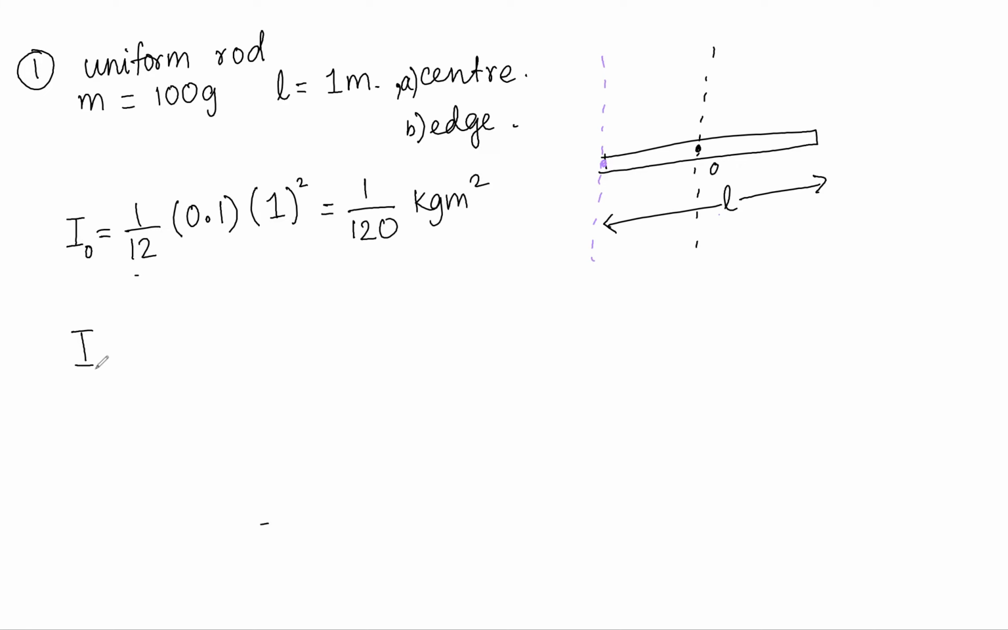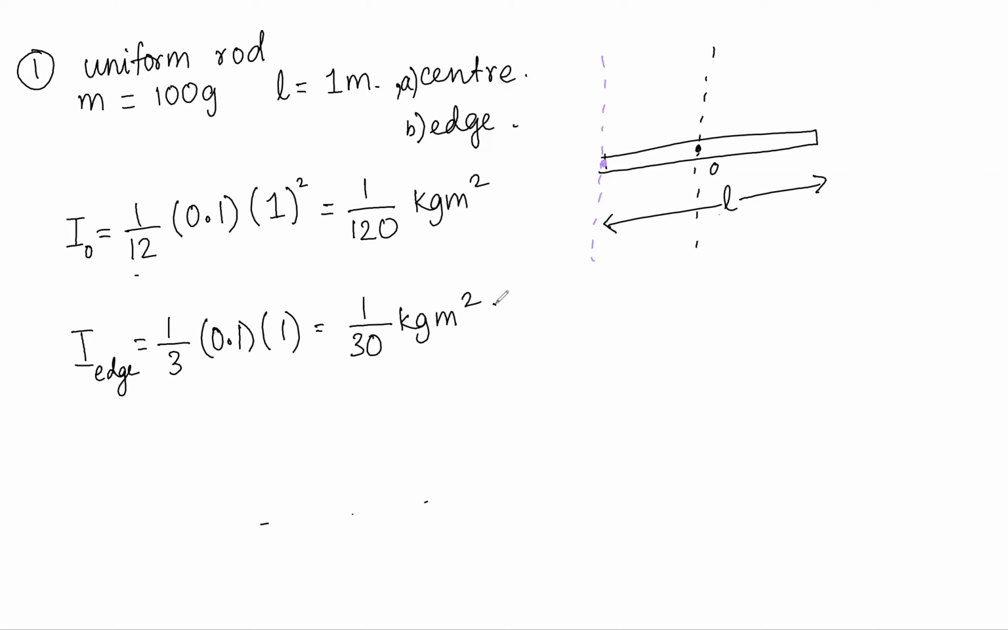This can be written as I0 because 0 is for the center, if you remember yesterday. You can call this anything else. I'll call this I edge because it makes sense over here. So this is equal to 1 by 3 m, which is equal to 0.1 into L, again 1 meter. So that is equal to 1 divided by 30 kg meter square. Understood?